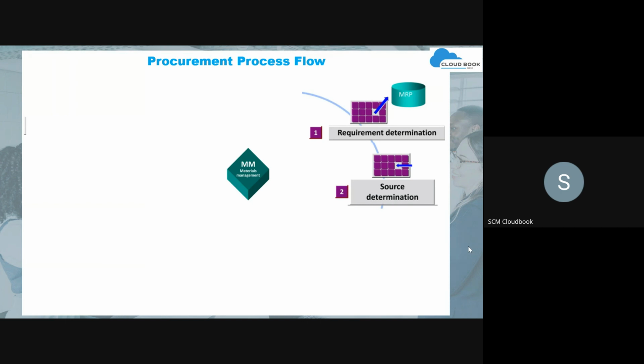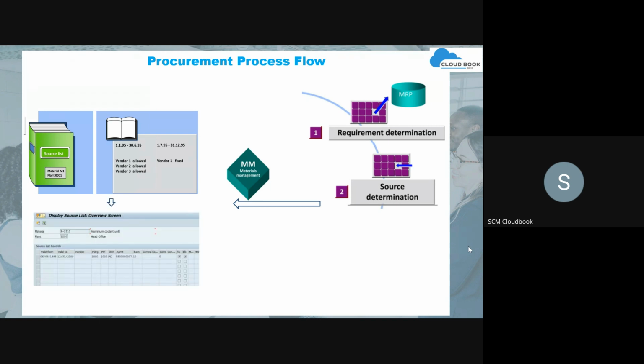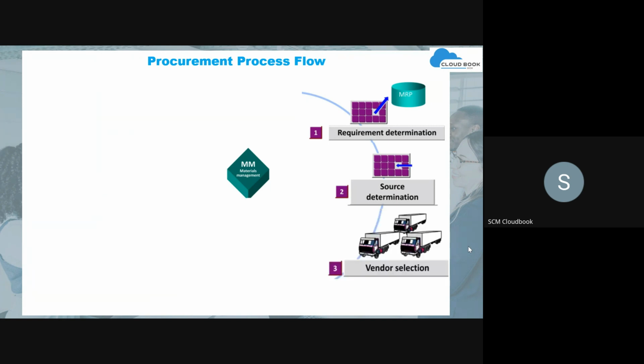Before buying anything, you will identify what are the different sources through which I can buy. Okay, and then based on the reviews, parameters, many other things, you will basically select the vendors. Okay, so source list is basically the record of the vendors. Okay, then the vendor selection. So how do we select the vendors?